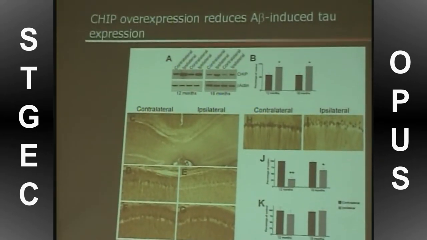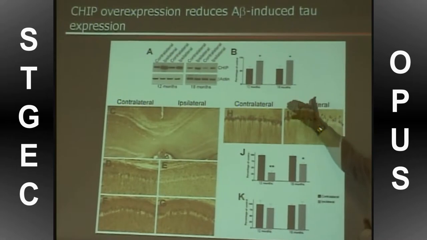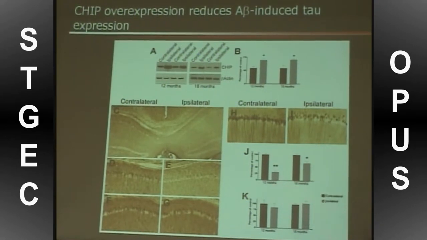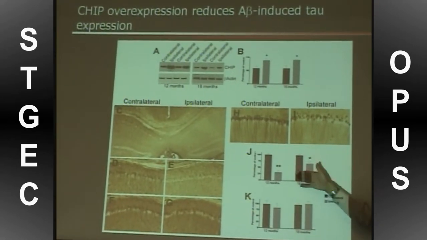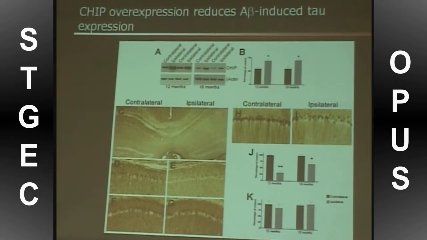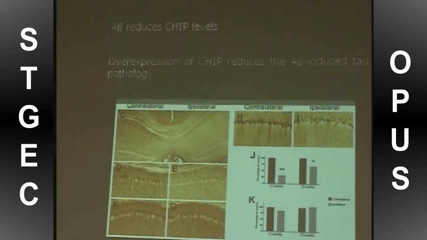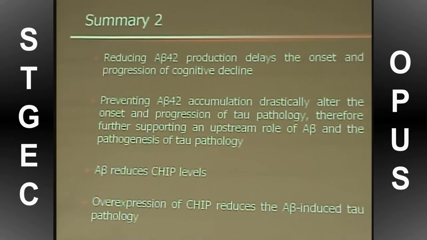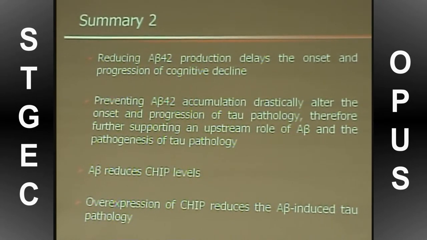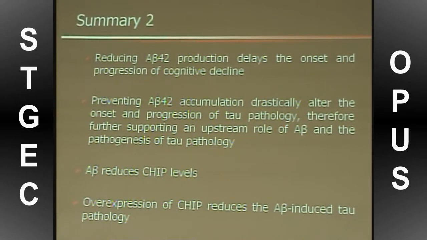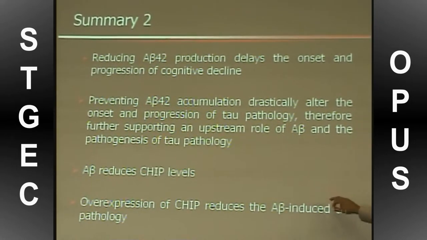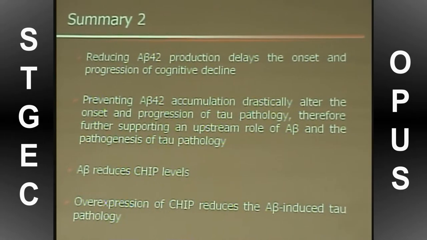We did the same experiment in mice currently 18 months of age, and the decrease in tau is less significant compared to younger mice. And this shows the quantification of the same mice, away from the injection site. So here we were able to rescue the tau pathology, even in the presence of A-beta, by expressing CHIP. To summarize this second and last part, we show that reducing A-beta production delays the onset and progression of cognitive decline, and that preventing A-beta accumulation using both an immunological and a genetic approach alters the onset and progression of tau pathology. We show for the first time also that A-beta reduces CHIP, and overexpression of CHIP reduces the A-beta-induced tau pathology.